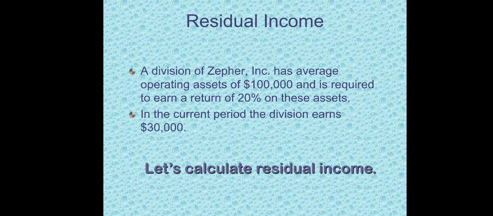Let's say there is a division of a business named Zephyr Incorporated. A division of Zephyr Incorporated has average operating asset of $100,000 and is required to earn a return of 20% of this asset. In the current period, the division earns $30,000.